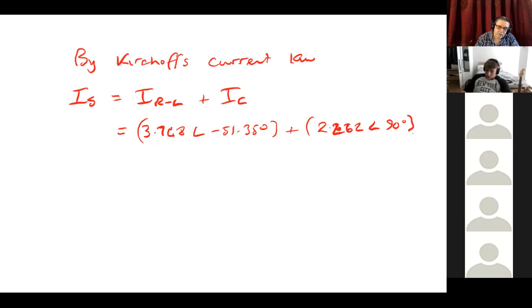Why not? Oh wait, you're right. You can if you do the sine rule, so we've got to convert them to rectangular. So you're going to convert these two to rectangular form and then add them together.